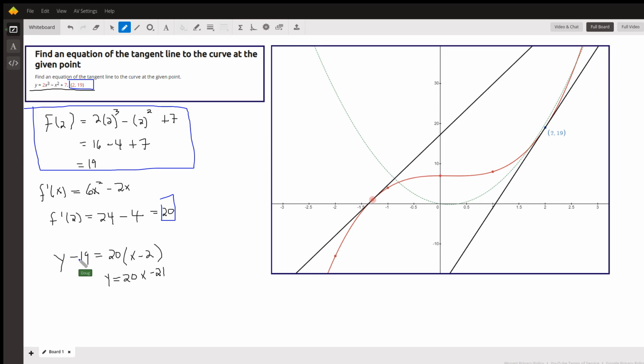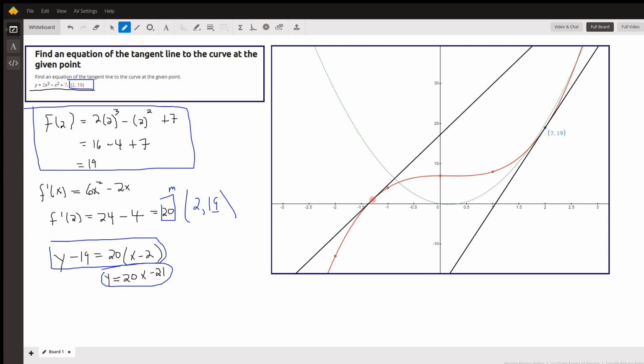And if we want to write the equation of that line, we use point slope. We know the slope, m. We know a point that it passes through, (2, 19). So y minus y sub 1, where y sub 1 is the y coordinate of the point of tangency, equals the slope times the quantity x minus x sub 1. And if you want to, that's point slope right there. If you want to put it in slope intercept, just isolate y. So y equals 20x minus 21.